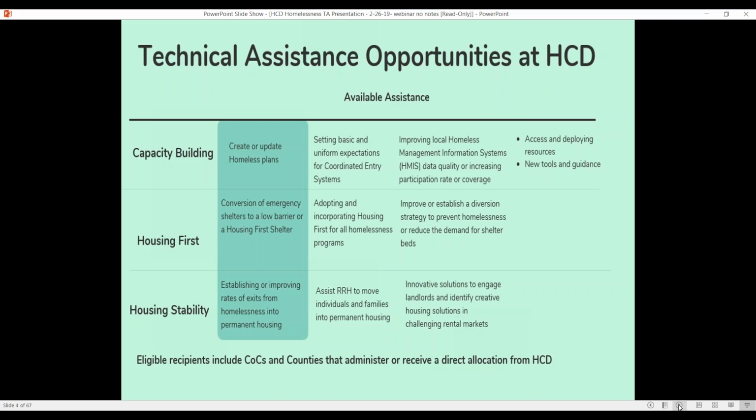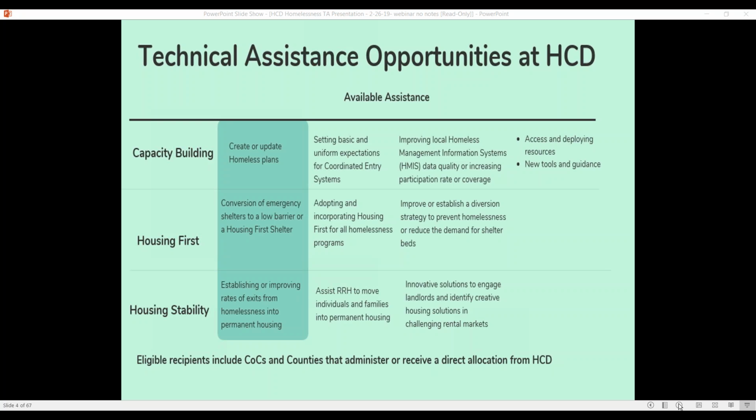HCD is pleased to offer technical assistance to California counties and COCs to help you build capacity and improve the design and the delivery of programs and services for people who are experiencing homelessness. The technical assistance is offered in three distinct categories: capacity building, housing first, and housing stability. Once HCD receives your technical assistance request form in any one of the categories, for example if you're seeking to create or update your homeless plan under capacity building, then the technical assistance provided could include any of the following.